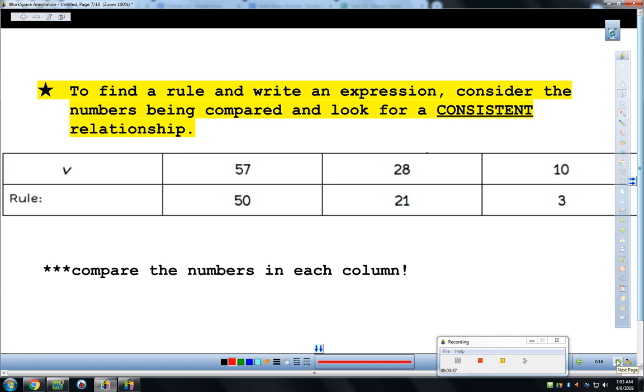A reminder that when we're looking for a rule to write the expression, we're going to consider the numbers being compared, and we need to look for this consistent relationship. It needs to happen over and over.